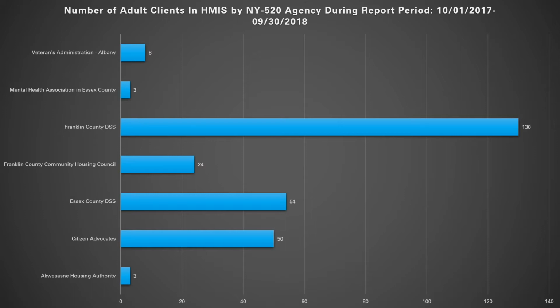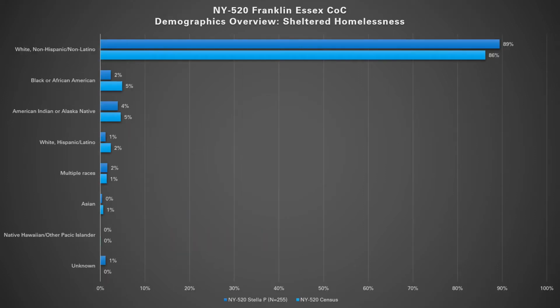If we want data to be actionable, then we need to have enough data and enough quality data. Without a combination of quality and quantity, we will miss opportunities to improve how we serve the community. This is New York 520 Franklin Exits Housing Coalition COC.